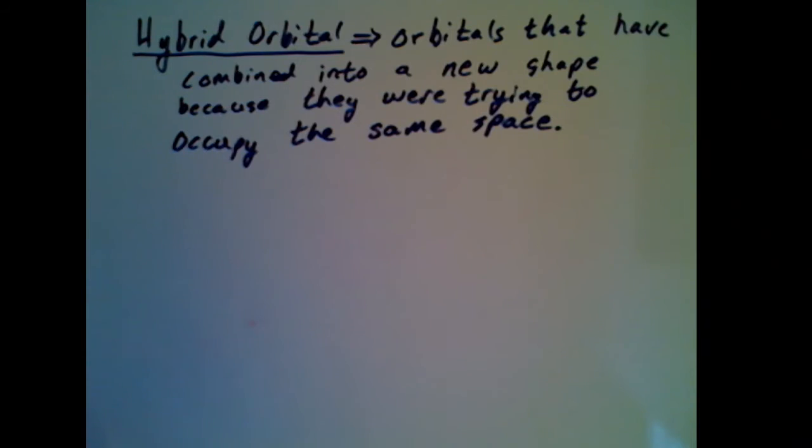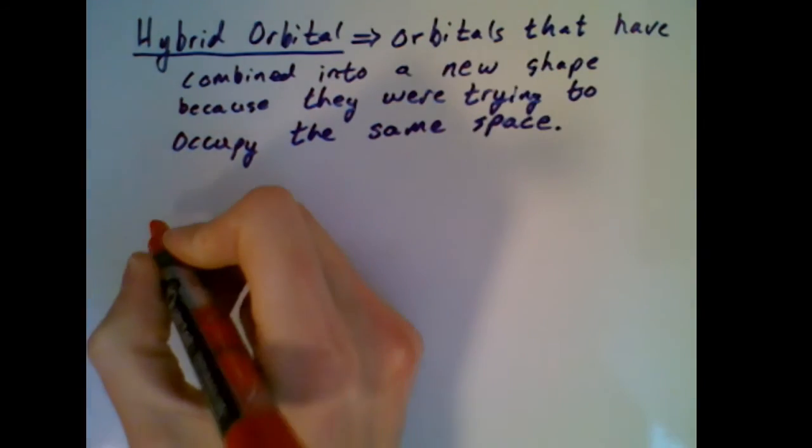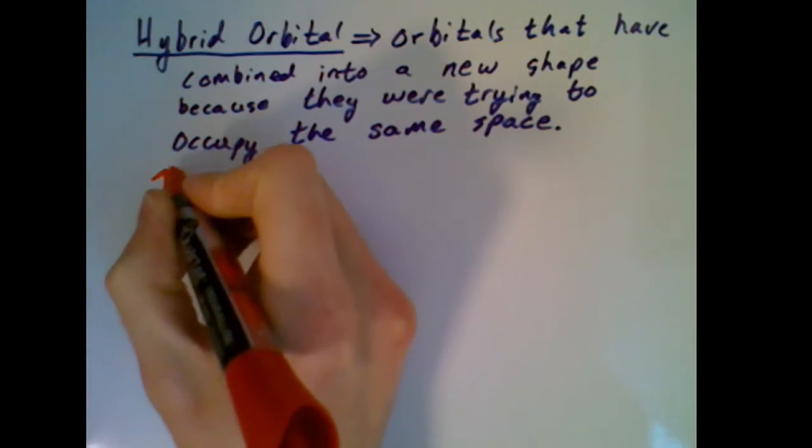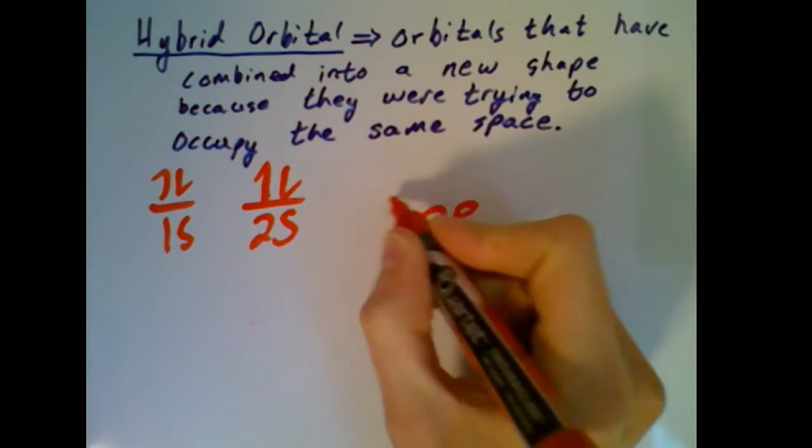carbon creates what is called a hybrid orbital. And that's exactly what it sounds like. It is literally a mashup of 2 different kinds of orbitals. You see, a hybrid orbital is a set of orbitals that have combined together into a new shape, and they do this because they're actually trying to occupy the same physical space. And so in carbon, what we see is we used to have this 1s, 2s, 2p situation.